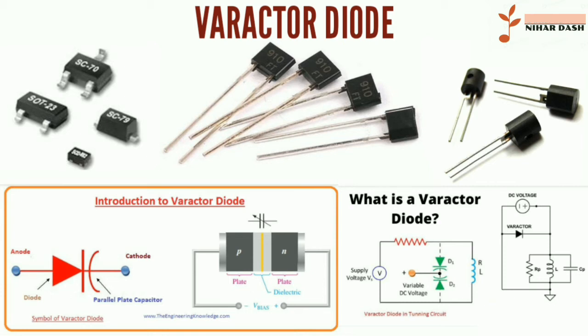The varactor diode is used in a place where the variable capacitance is required, and that capacitance is controlled with the help of the voltage. The varactor diode is also known as the varicap, voltcap, voltage variable capacitance or tuning diode.